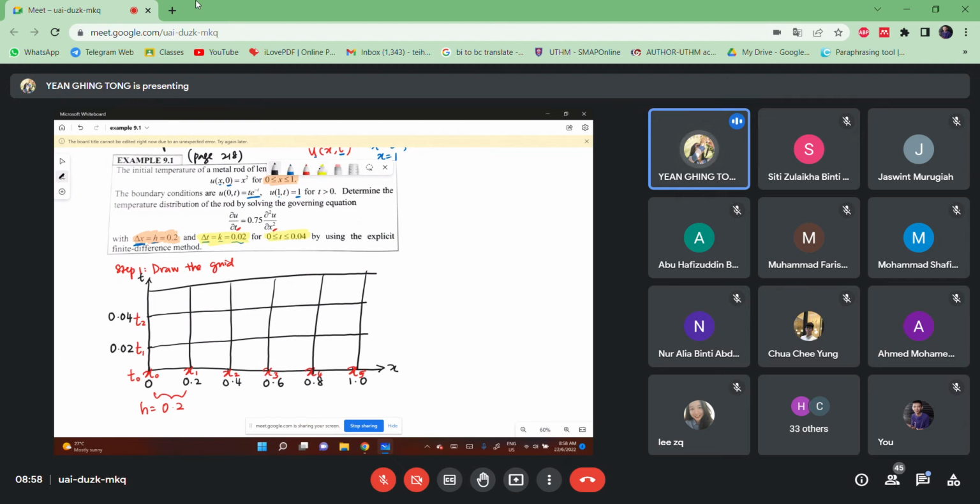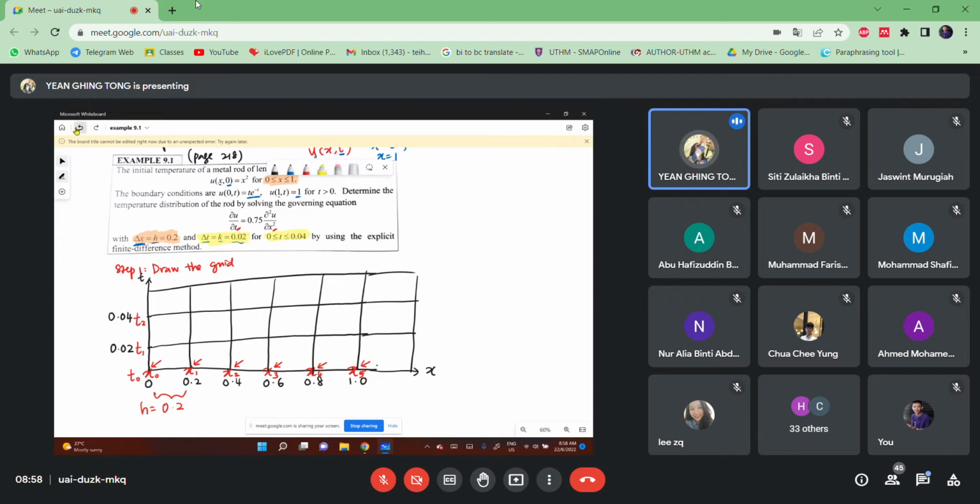Wait, I move to skip X. So I track this one. Okay, this one I want to, later on, get the value here. Find the value here. And this one, find the value here later on. Okay, so here, before that, we have to put the name of all these coordinates.